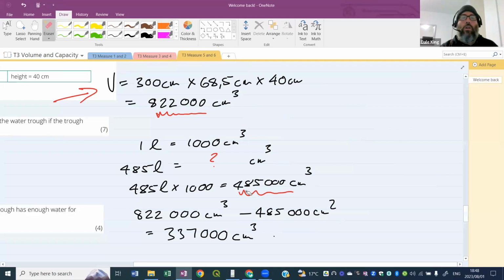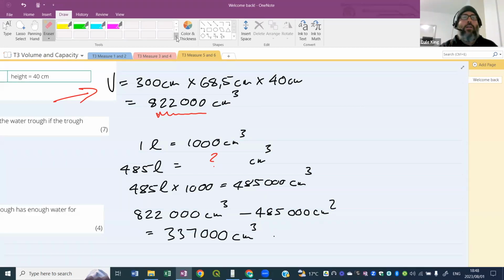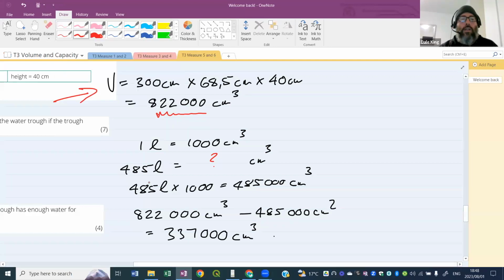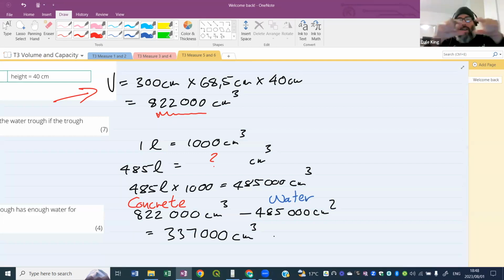So if I draw over here and write words, I'll use red so you guys can see it. This is the concrete, a whole concrete prism, a whole one, okay? And this here is the water inside. So if you had a whole concrete block, and then you had some water inside, a space inside that you removed, you're left with the outside concrete. That's what the question is asking for.